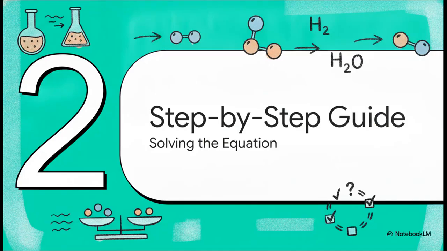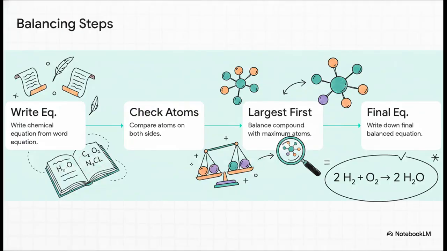Moving on to Section 2, a step-by-step guide to actually solving the equation. So, how do we actually do this on paper? Well, we use a bit of trial and error. Here are the 4 critical steps we are going to use to solve literally any chemical equation mystery.